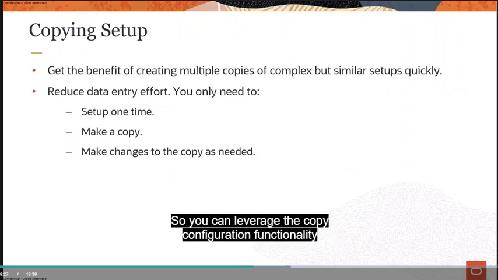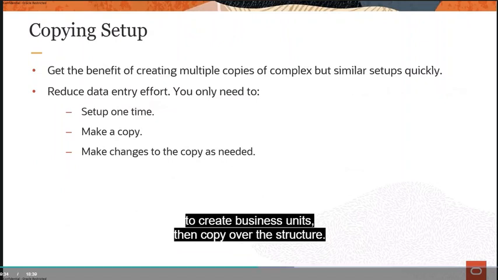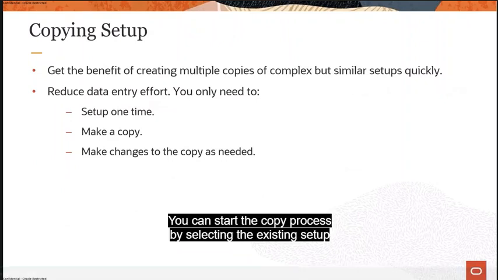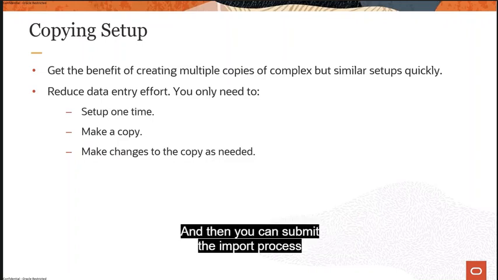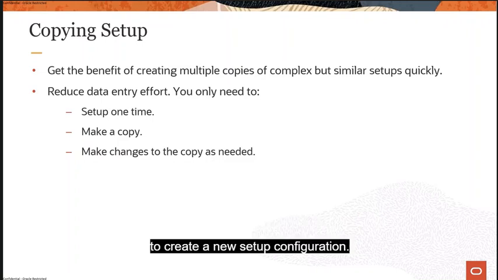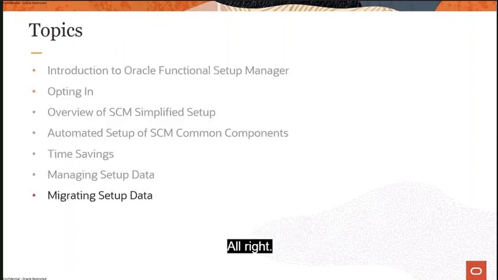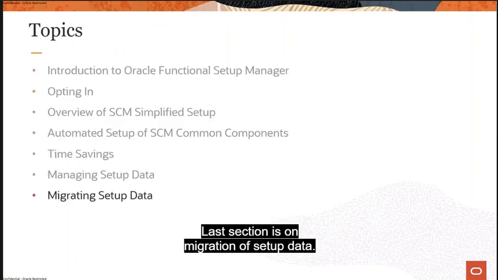You can also copy your setups, so you can leverage the copy configuration functionality to create business units, then copy over the structure. You can start the copy process by selecting the existing setup configuration and pulling that into the staging area. If you need to make any changes, you can do that. Then you can submit the import process to create a new setup configuration, and you can review whatever has been created.